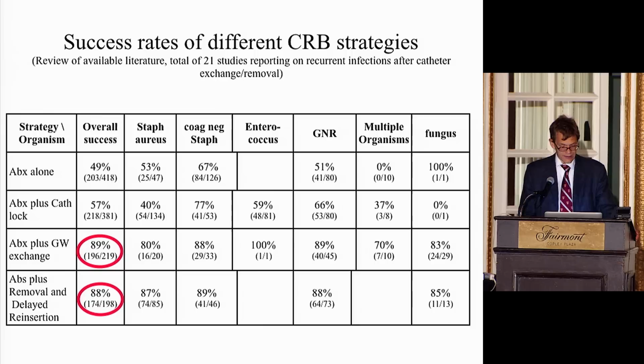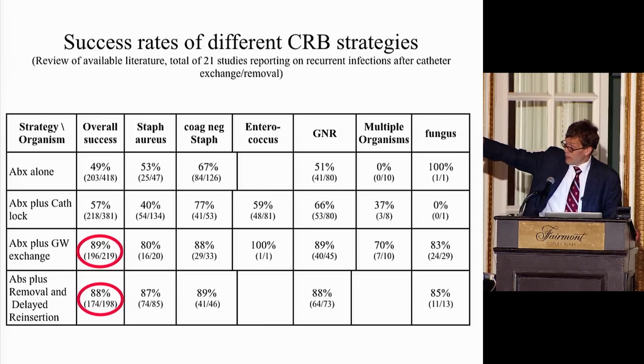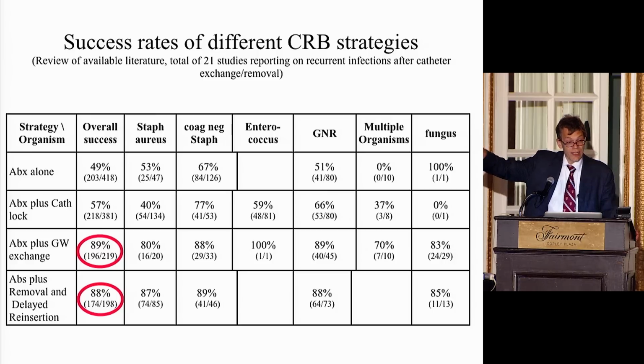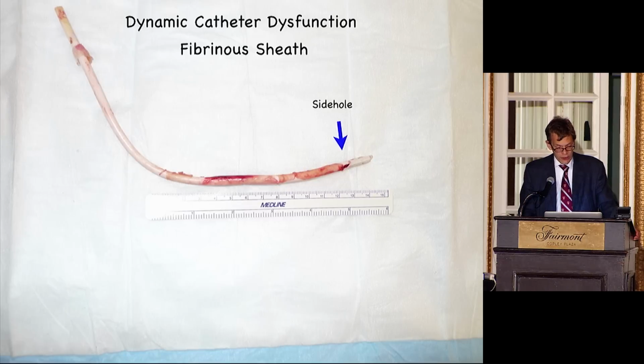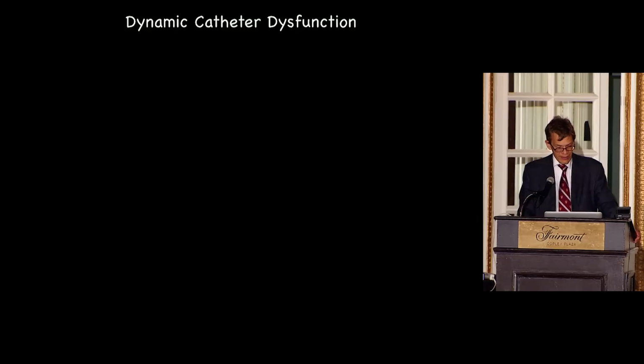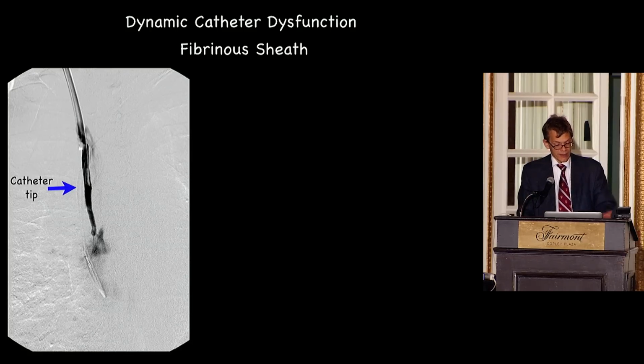If you look at studies that compare the success of antibiotics plus guide wire exchange versus antibiotics plus removal and delayed reinsertion, you can see that they're by and large equivalent, independent of Staph aureus, enterococcus, fungus, whatever you look at. And that may in part be due to the fact that the fibrinous sheath that forms around the catheter may be a compartment that can harbor bacteria.